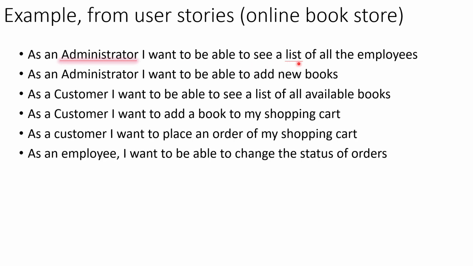They can see a list, so that's basically a noun, but list is not really an entity, a concept that we wanted like that. Instead, this may indicate something about the relationship between administrator and employees. So we'll get back to this later on. But employees is a noun and might be relevant. Administrator again, so we ignore that. I want to be able to add new books. So a book is a potential entity.